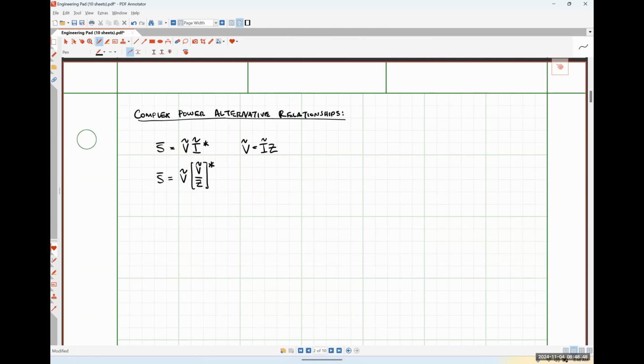And I'm going to conjugate this thing, okay? So when I perform the complex conjugate operation on a fraction or on a ratio, it's the same thing as if I had conjugated the numerator and conjugated the denominator. So that's going to look like V conjugate times V over Z conjugate. Well, what is V conjugate times V? The magnitude of it squared.